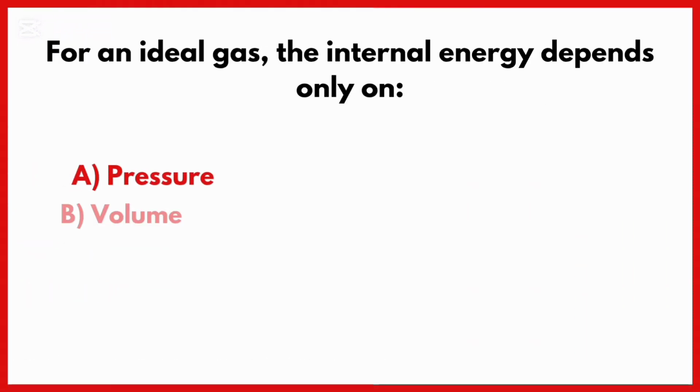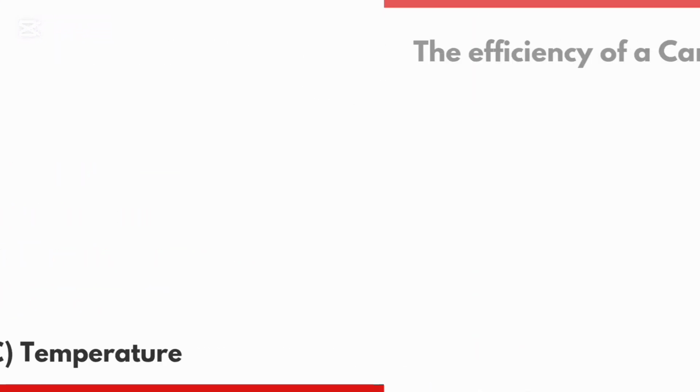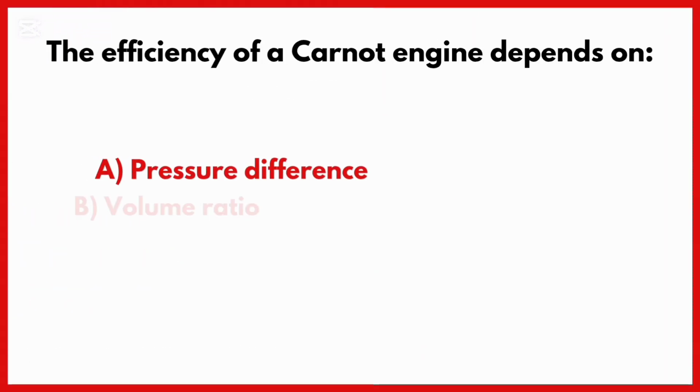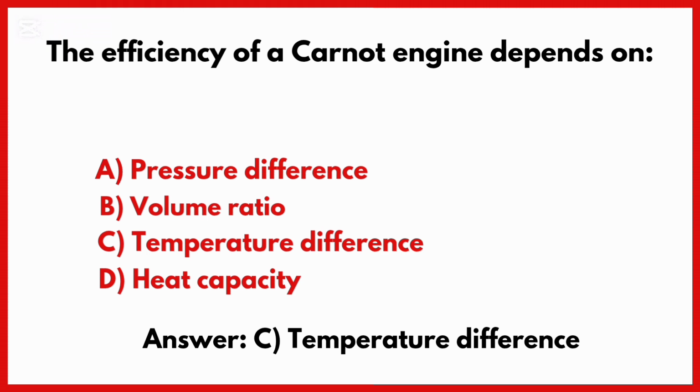For an ideal gas, the internal energy depends only on. Correct answer is option C, temperature. The efficiency of a Carnot engine depends on. Correct answer is option C, temperature difference.